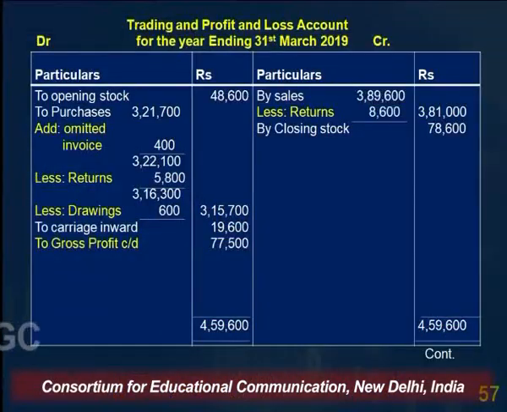So let's have a look at the trading account and profit and loss account. The opening stock which was already given in the trial balance was 48,600. The purchases given in the trial balance were 3,21,700, and the omitted purchases are to be added here. Since these purchases were omitted to be recorded, we have increased the amount of purchases by adding it to the purchases. Purchase return was given in the question, so purchase return is to be deducted from this. Drawings, goods withdrawn by the owner for his personal use, so 600 is deducted.